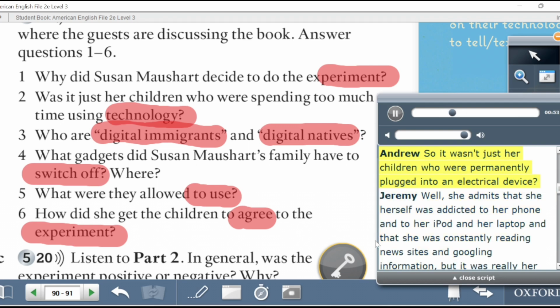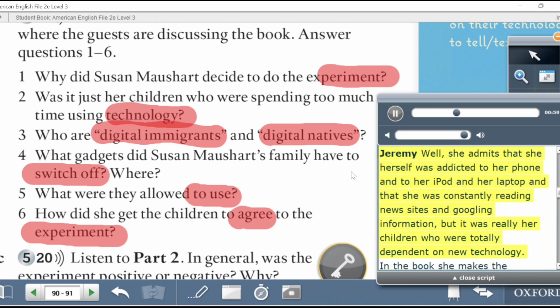So it wasn't just her children who were permanently plugged into an electrical device. Well, she admits that she herself was addicted to her phone and to her iPod and her laptop, and that she was constantly reading news sites and Googling information. But it was really her children who were totally dependent on new technology.